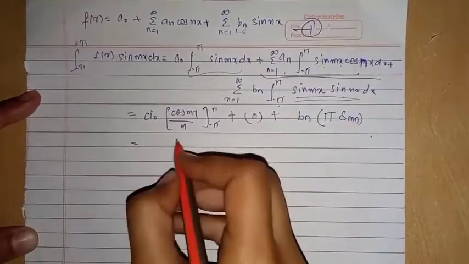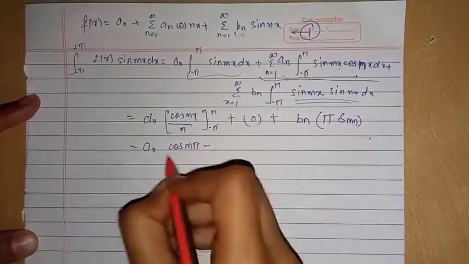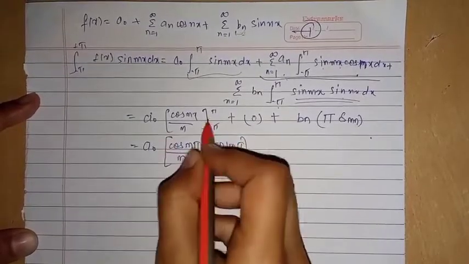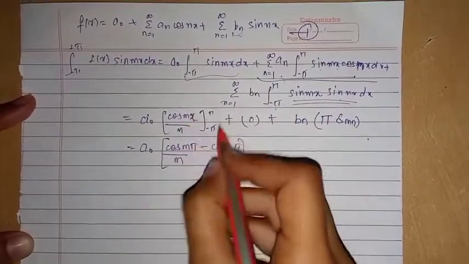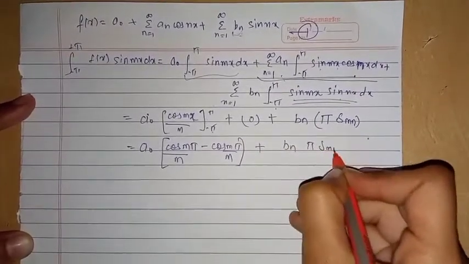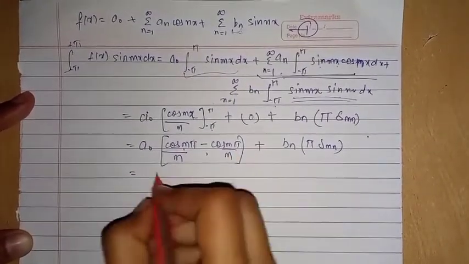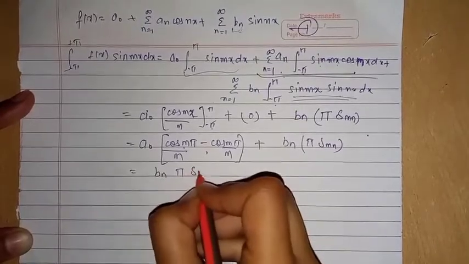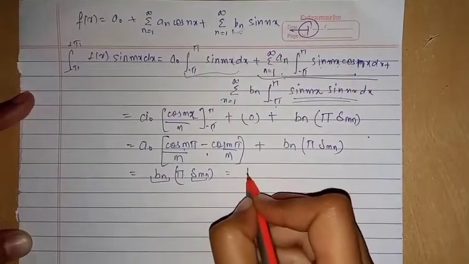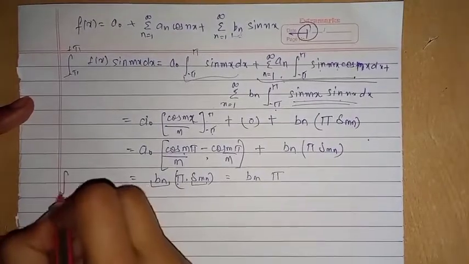So now here cos m pi minus cos m pi upon m, when we have substituted the limits from minus pi to pi, plus bn pi delta mn. Now this term will be equal to 0, cos m pi minus cos m pi will be equal to 0. So we are left with bn pi delta mn. Now bn delta mn can be written as bm multiplied by pi.